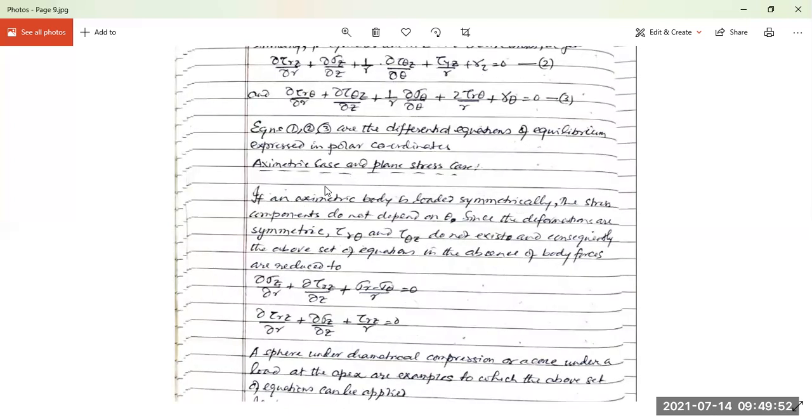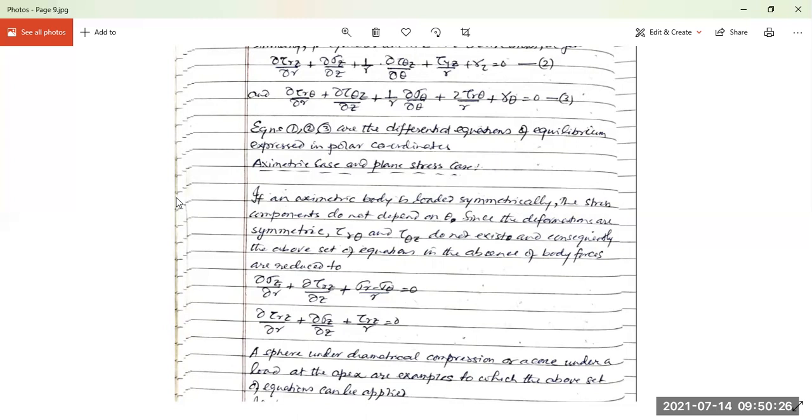Now, this is the axisymmetric case and plane stress case. Let us consider another case like this. If an axisymmetric body is loaded symmetrically, the stress components do not depend on theta itself. Loaded symmetrically means both sides are equal. There is an axis and it's a round shape along the axis, and both sides are loaded equally, or loaded symmetrically.